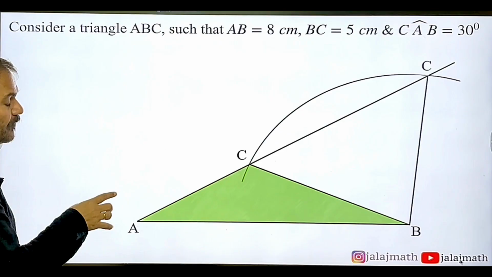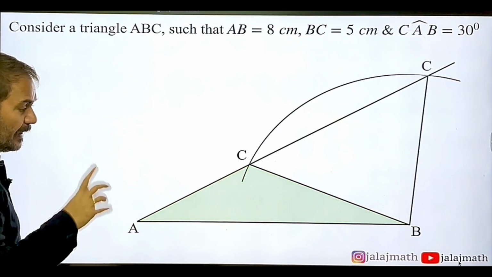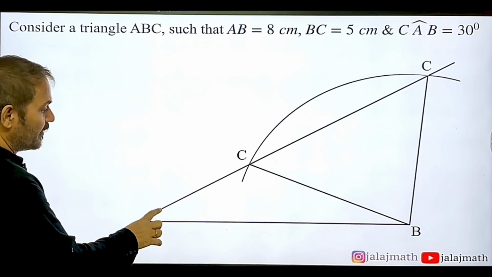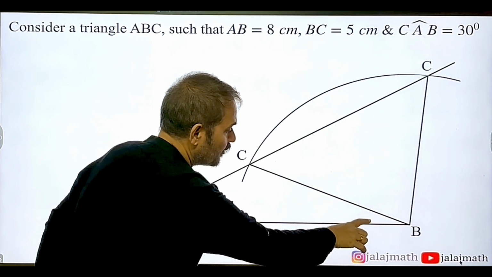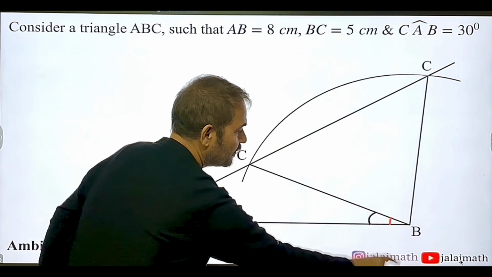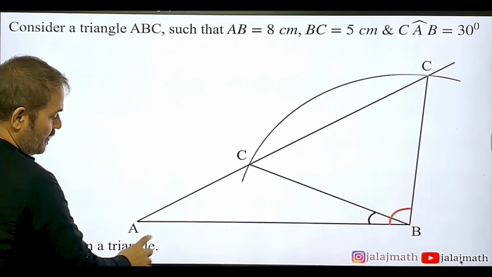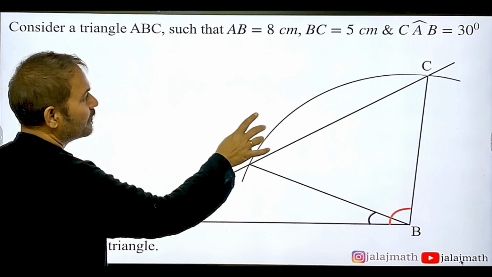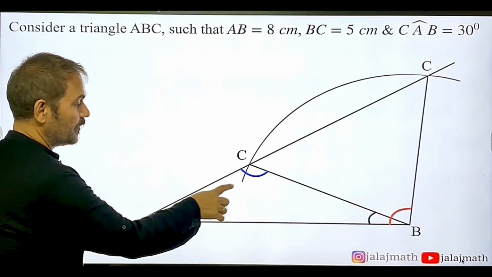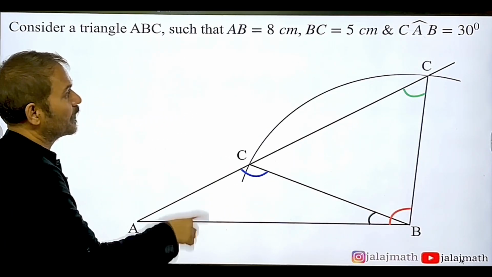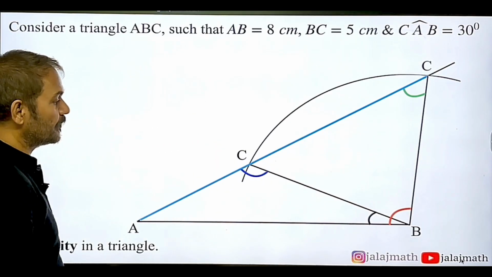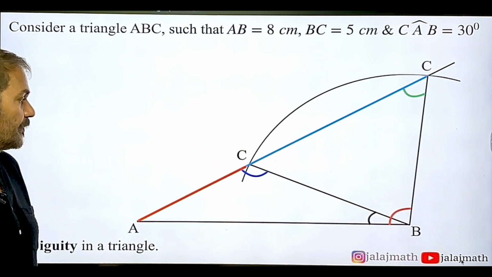Whenever there is an ambiguity in triangles, all unknown values will have two answers. Out here we have angle A given, but angle B is not given, so angle B will have two values, one is this and one is this. BC is given 5 centimeter, angle C is not given, so angle C will also have two possible values, either this or that. And side AC is not given, so side AC will also have two values, either this big one or this small one.